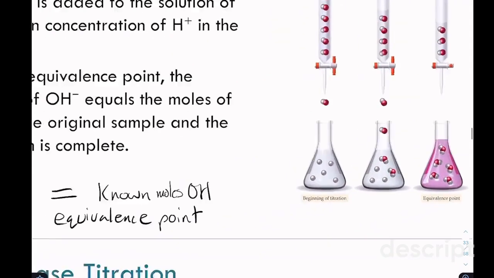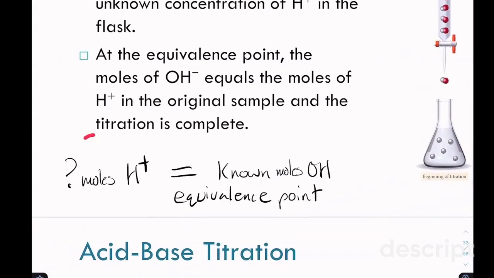So what we really want to know is, at the equivalence point, the number of moles of hydrogen, H+, is equal to the moles of OH- that we've added. And so when our solution turns pink, we can use the amount of hydroxide added to calculate the amount of H+ that was present.